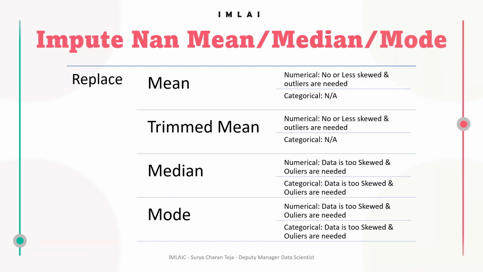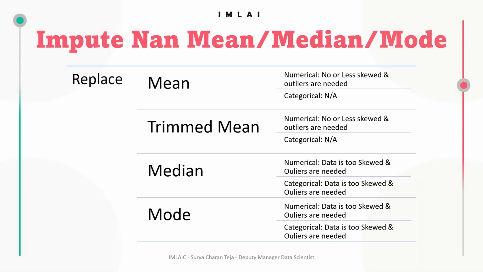Now for the numerical, when to use mean for imputation, that's the first task we'll be seeing here. The missing data can be filled with the mean of the column's values if the data is roughly symmetric, in normal distribution, or less skewed. That's case one. If the data is numerical and not skewed or less skewed, then we can use the mean.